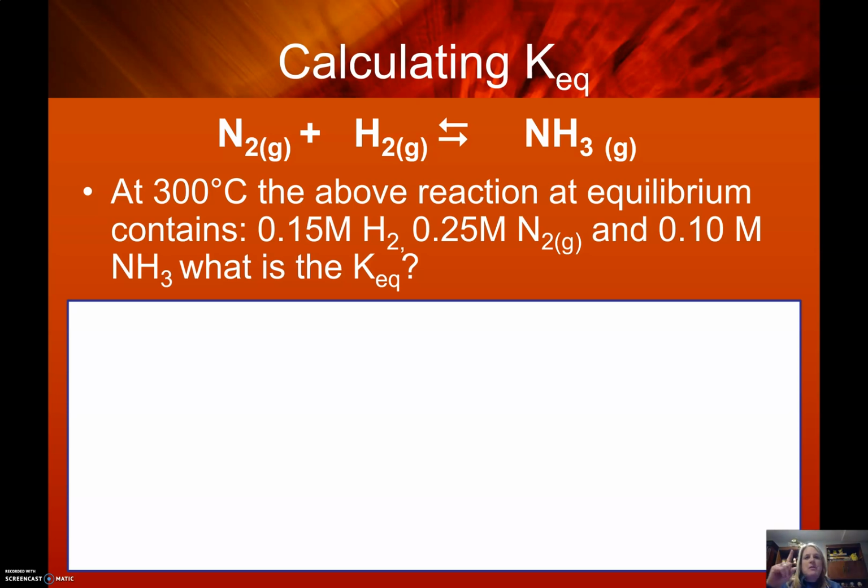But step one, remember, is to balance the reaction. So let's take a look at this reaction. I see I have two nitrogens here, but I only have one here. So that means I'm going to need to put a 2 in front there. Oh, it's kind of hard to see on that background, isn't it?